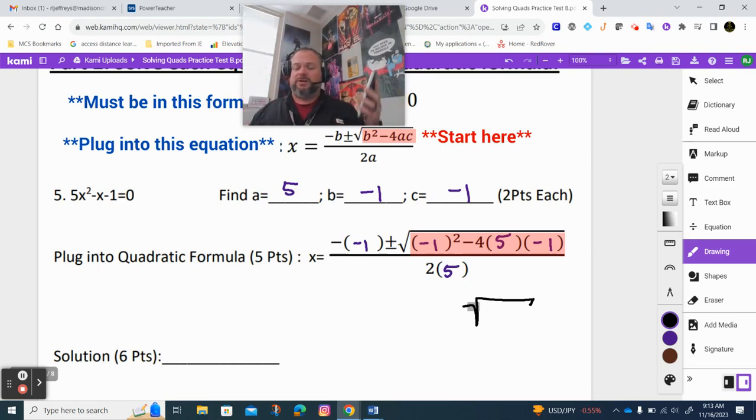I actually did the square root sign this time. We cannot take the square root of 21. So 2 times 5 is 10. What is a negative times negative 1? And then put the plus or minus.